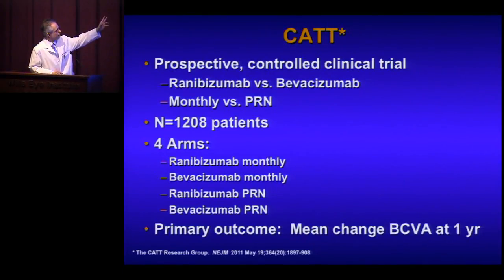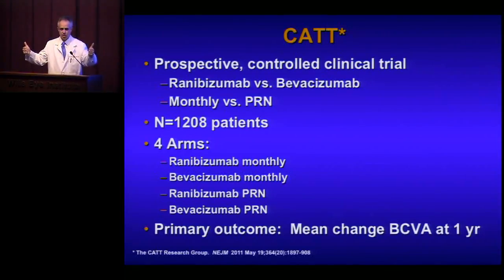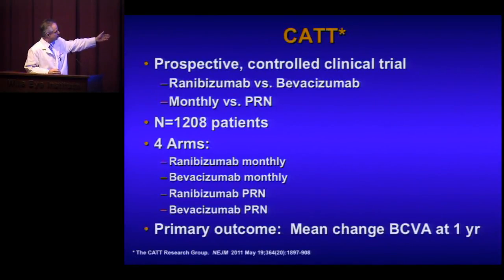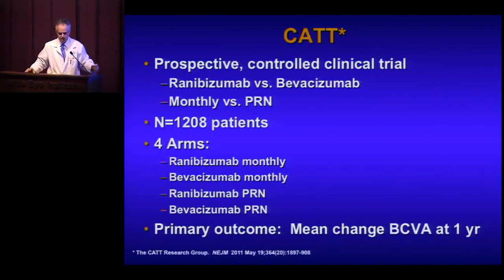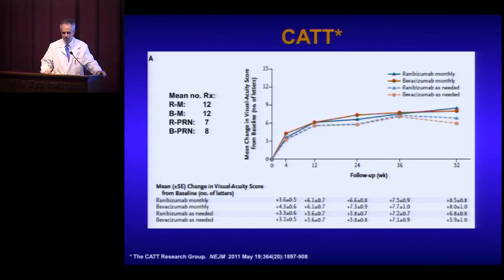So this study, a 4-arm study, compared Lucentis to Avastin. So that was one question to be answered: are they actually comparable? And 2, compared monthly therapy to PRN therapy to see if that's a comparable way of managing the disease. So there are the 4 arms: Lucentis and Avastin monthly, and Lucentis and Avastin PRN, with an outcome of mean visual acuity change at 1 year.